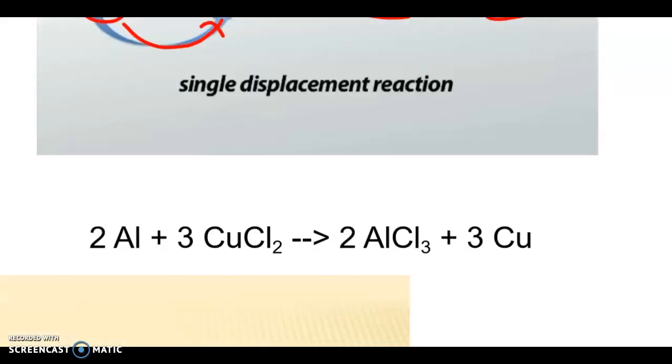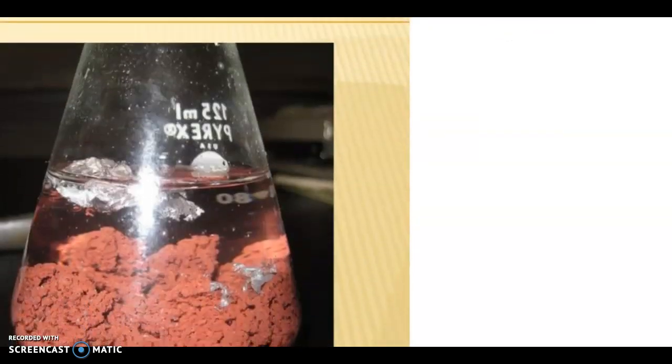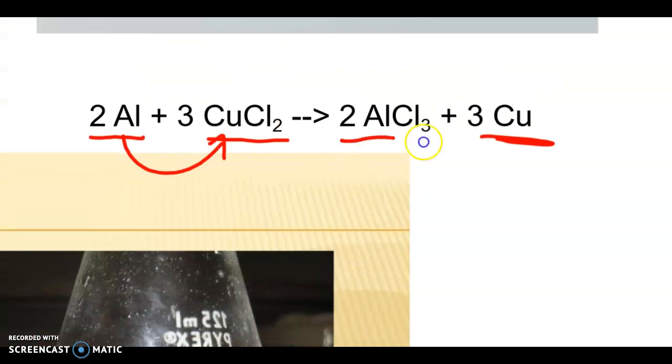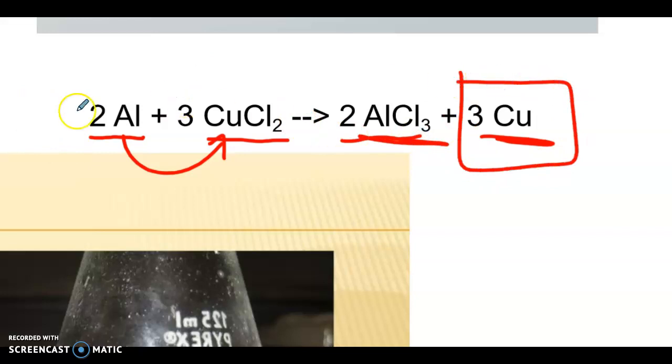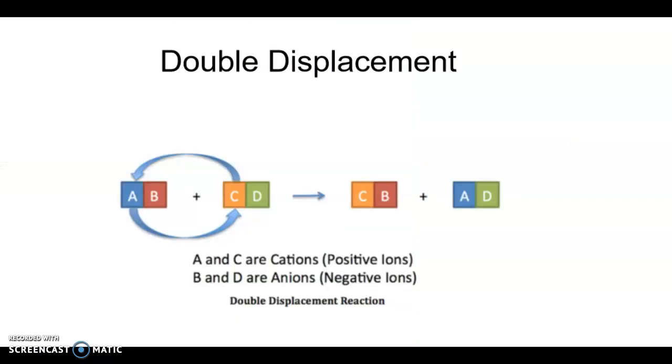Just to show you an actual example of what this looks like, if we react aluminum, which is all by itself, with copper chloride, aluminum is going to kick out copper, and now copper is by itself. In the actual reaction, we have aluminum all by itself right here, the aluminum foil. It reacts with copper chloride, and when that happens, aluminum now bonds with chlorine, and we have aluminum chloride, and then copper is all by itself. What that looks like is, on the bottom of the beaker, you have all this copper that's all on its own.